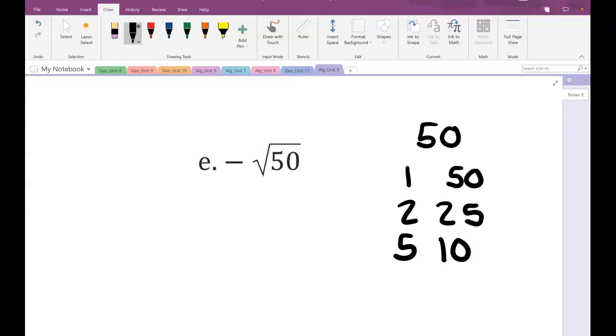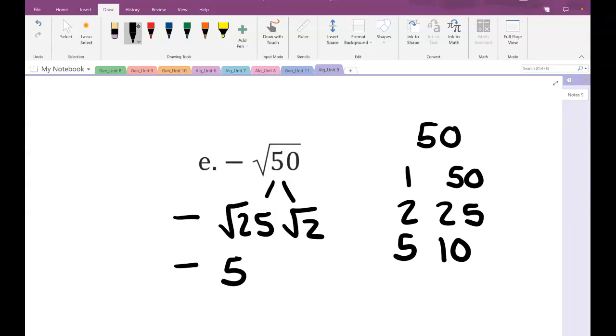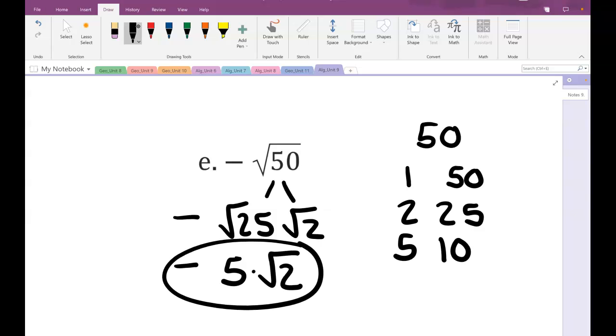All right, so the factors of 50 that we can use are 1 and 50, 2 and 25, 5 and 10. 25 is the only perfect square in this list, so this is the pair that we use. So we can break up negative square root of 25, square root of 2. This negative stays. Square root of 25 is 5 times square root of 2. This is your final answer.